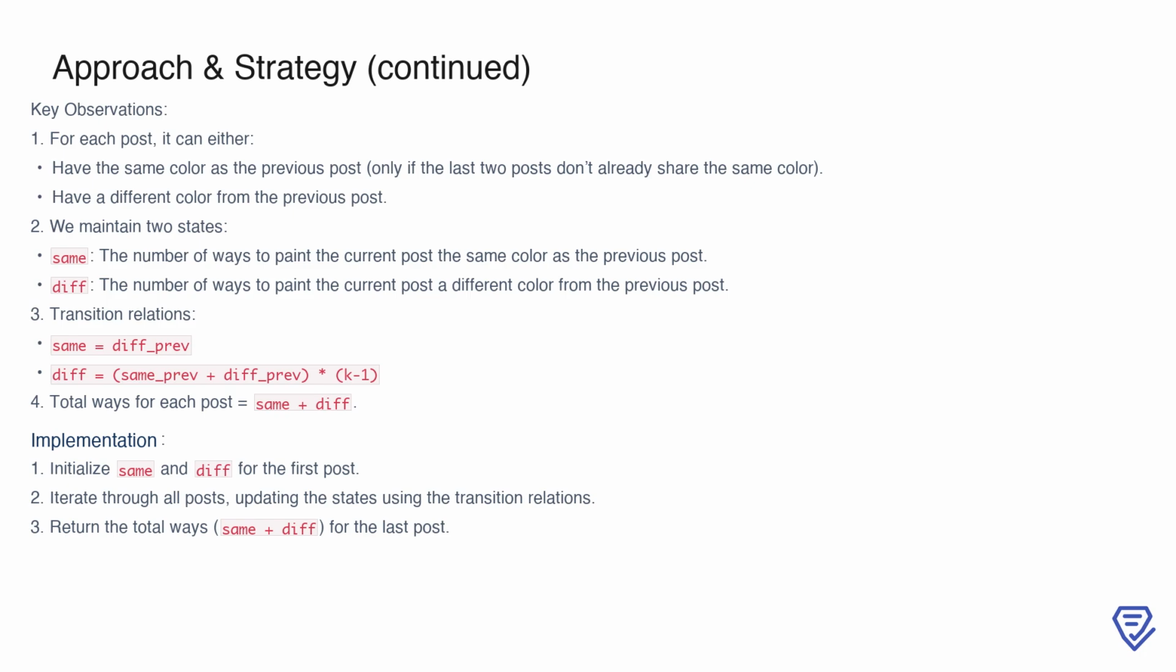With this framework, we initialize the states for the first post, iterate through all the posts to update these states using the transition relations, and finally return the total ways for the last post.